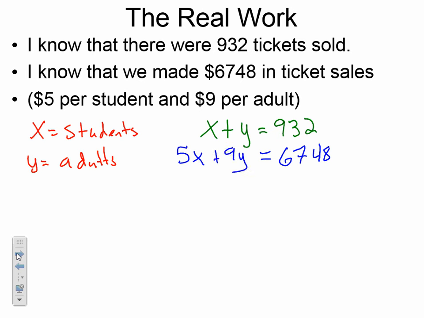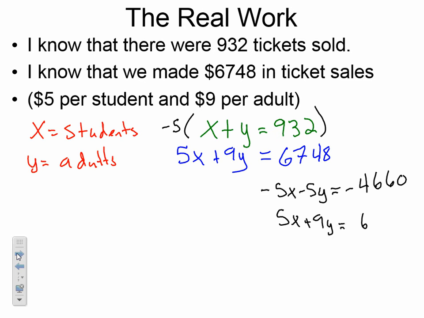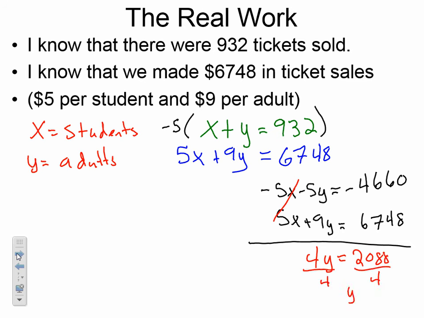So to go about solving this, I'm going to use elimination again. I'm going to multiply this top one by -5. I'm going to rewrite it, so it's going to be -5x minus 5y equals -4,660. Then I have 5x plus 9y equals 6,748. Add these together, ladies and gentlemen. Our x's cancel. I get 4y equals 2,088. Divide by 4, and y equals 522. Once I know y, I can plug it back in to find my x value.